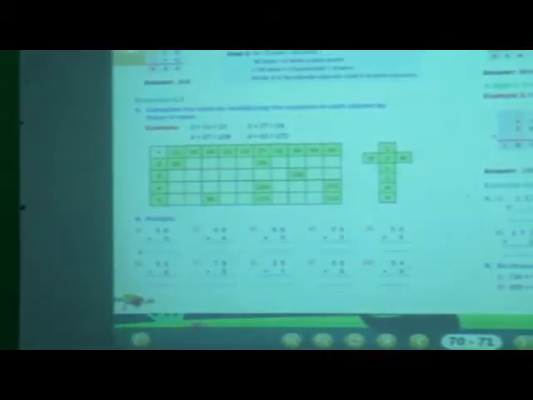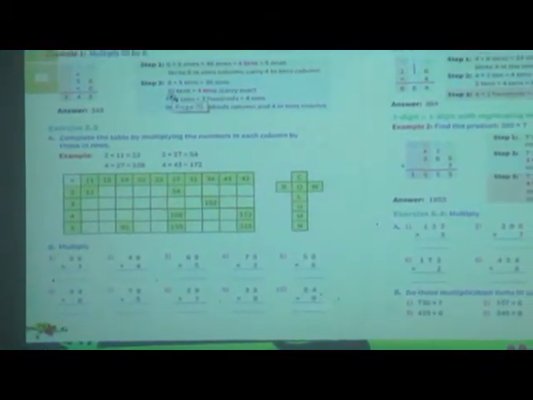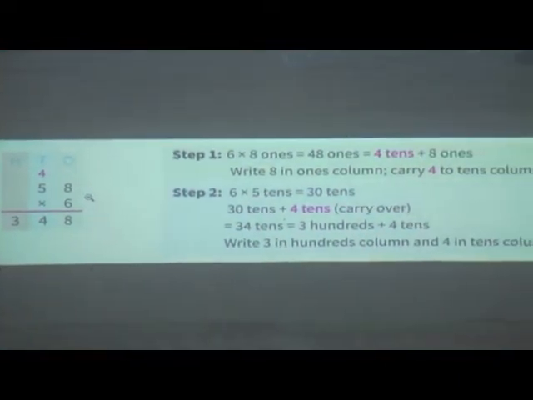Dear students, in our last session we have completed exercise 5.2. Now today we will see the next part. Now look at the board here. 2 digit into 1 digit with regrouping. Now see here, one example is there, 58 multiplied by 6.